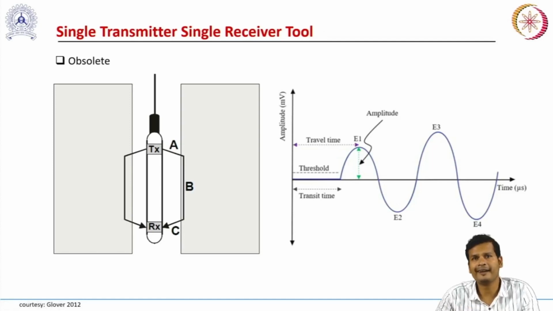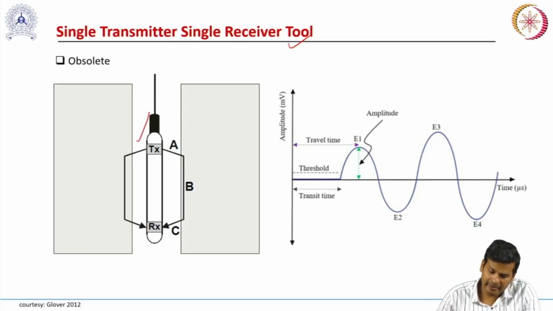Single transmitter, single receiver tools were the first generation of logging tools which were designed to measure the travel time inside the formation. So here we had only a single transmitter and a single receiver, and this is the distance of the sound wave travel path inside our mud, that is A. Then the sound wave travels inside the formation. This travel path has a length of B, and this is the travel path again inside the mud.